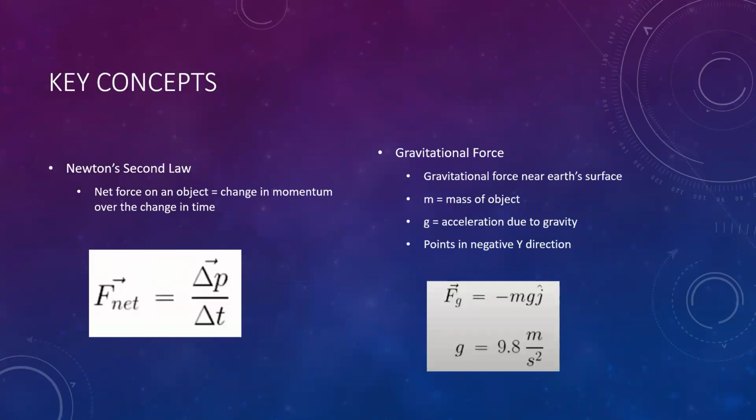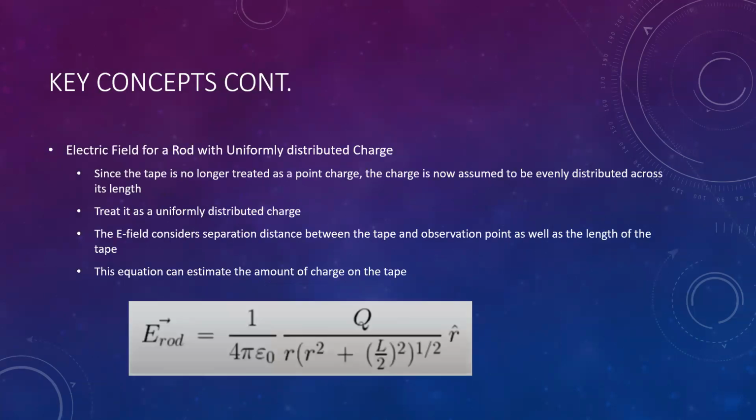Some concepts we use: Newton's second law, which is the force on an object equals the change in momentum over the change in time, and the gravitational force, where m is the mass of the object and g is the acceleration due to gravity, and it always points in the negative y direction. We also use the electric field for a rod with uniformly distributed charge, which is the equation shown below. Since the tape is no longer treated as a point charge, the charge is now assumed to be evenly distributed along its length. The E field considers the separation distance between the tape and the observation point, as well as the length of the tape.